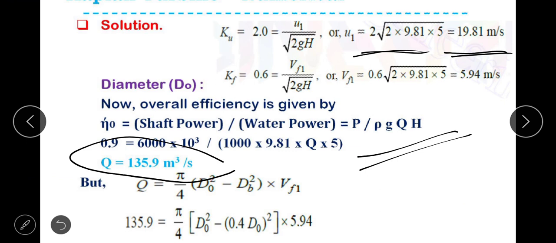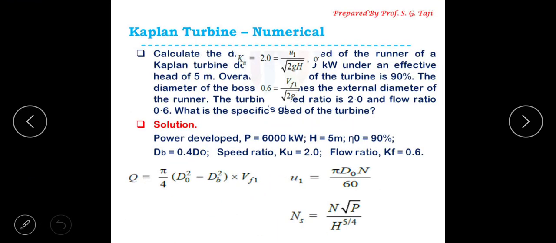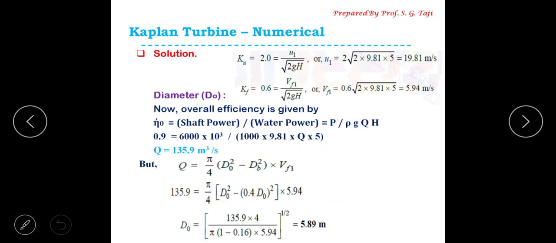But also we know that, in the previous slide we have seen, Q is equal to pi by 4 d naught squared minus dB squared. Therefore, substitute the values. You substitute d naught in terms of dB. So 1/3, everything is known. Substitute, you will get dB, which is required. d naught is given. dB you have to find out, writing d naught as 0.4 times etc. Whatever the value given, you will get 5.09 meter.